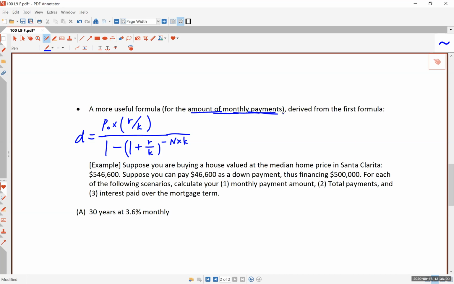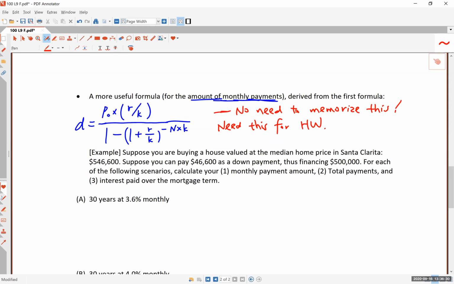All right, so again, you don't have to memorize this. Let me go ahead and write this down. No need to memorize this. So why am I presenting this? Well, because you will need this for your homework. I will not have you do this kind of calculation on your exam because this is fairly complicated. It makes sense to do this for your homework.